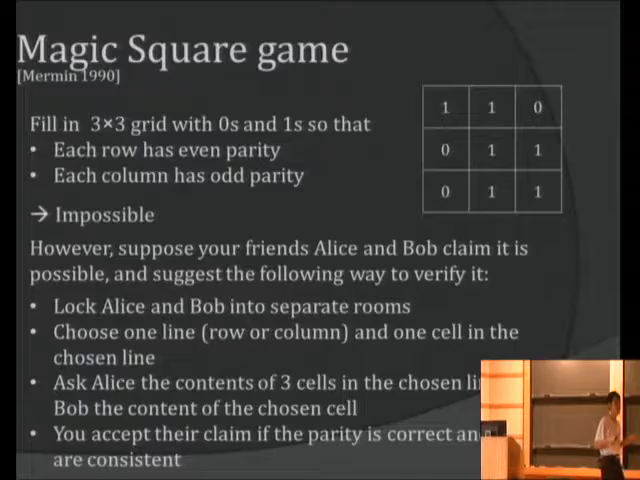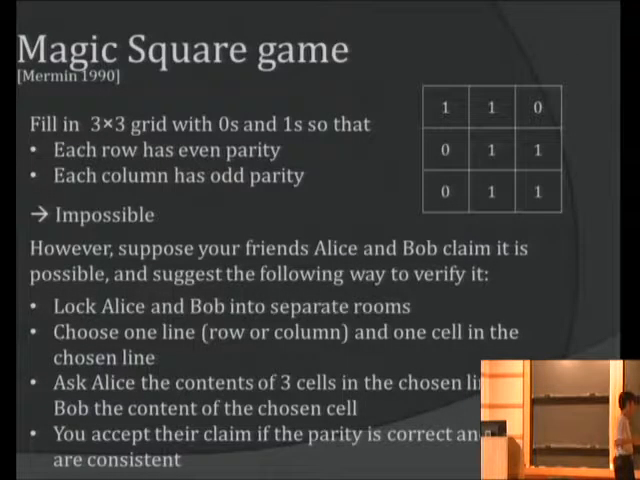However, you have two friends, Alice and Bob, who claim this is possible and try to convince you. How? First you lock Alice and Bob into separate rooms, and you choose one line, either a row or a column. So there are 6 possibilities. And one cell in that line, there are 3 possibilities.